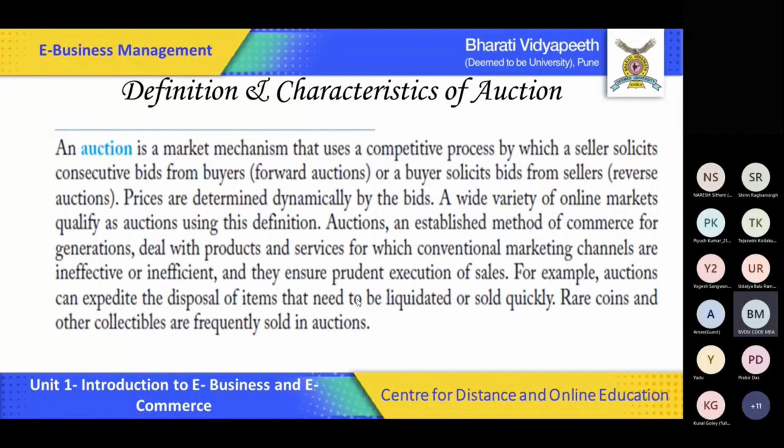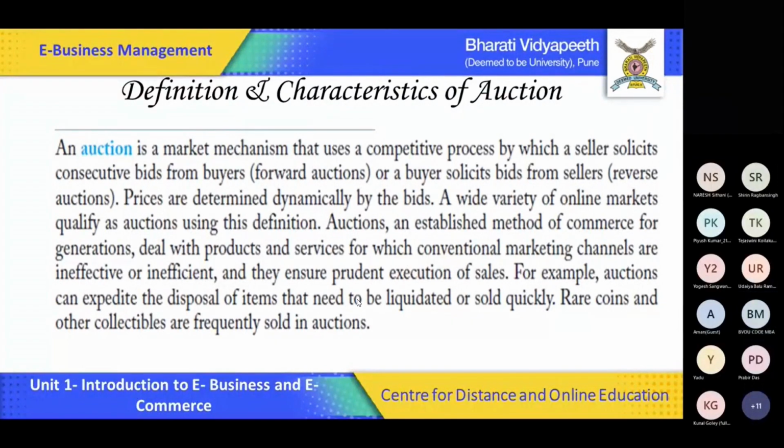Like seller A, B, C will be available, and one buyer will be available, and A, B, C will make their bid to the buyer so that the buyer will have the best option available at a lower price. So your prices are determined dynamically by the bids. A wide variety of online markets qualify as auctions using this definition.